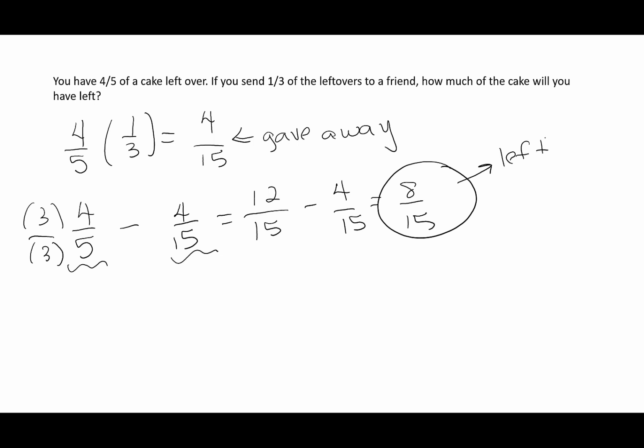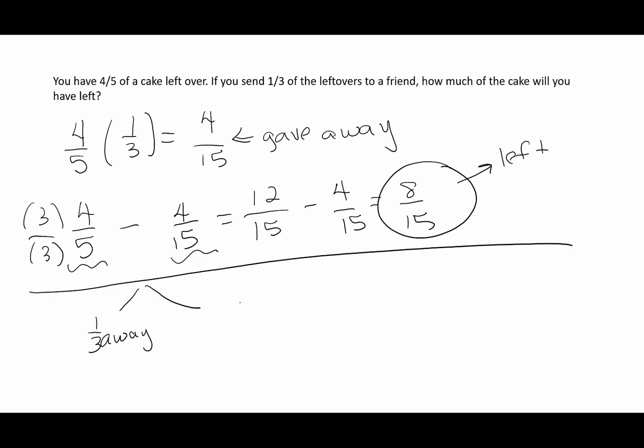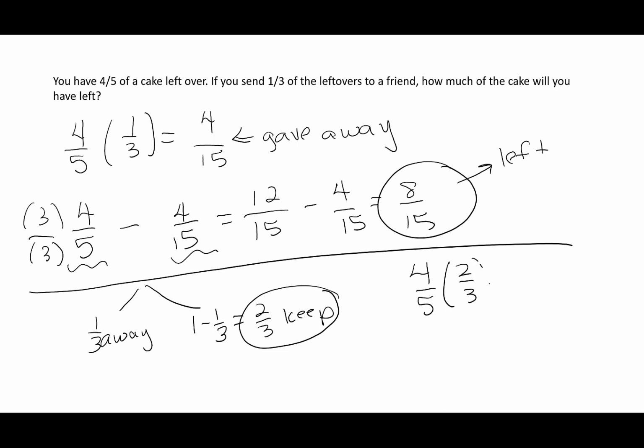Another way I think to do it is this. So let's say if I give 1/3 away, how much do I keep? Well, 1 minus 1/3 is 2/3. So this is what I get to keep, and I like this approach better. So I had 4/5, and I'm keeping 2/3 of it.